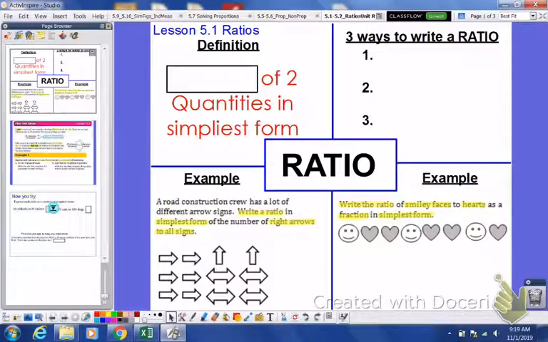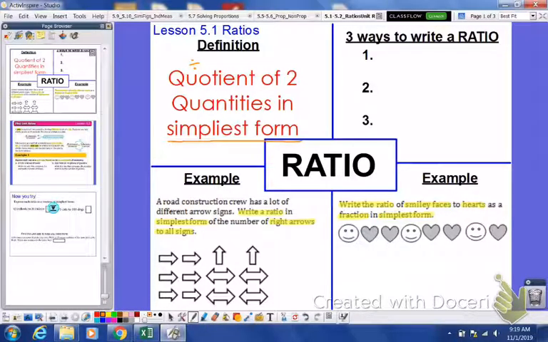So let's start off with a definition. So the definition of a ratio is the quotient of two quantities in simplest form. And just a reminder here, quotient means we are dividing and we always want everything in simplest form.